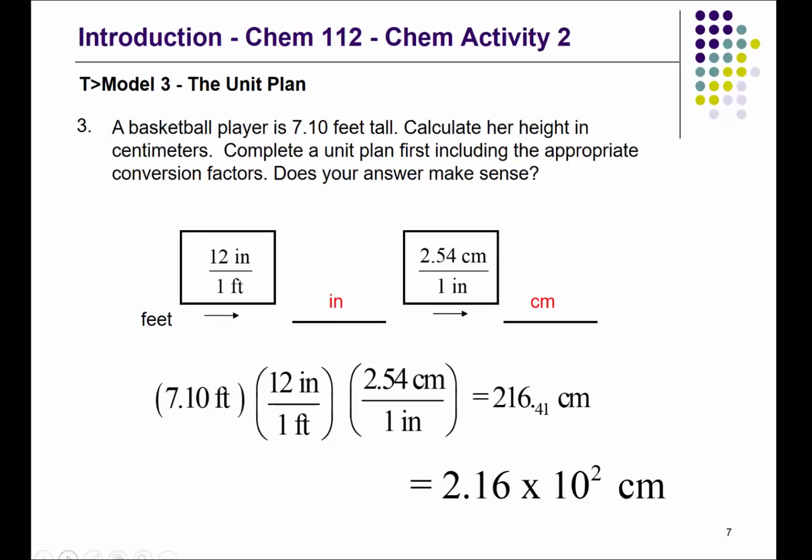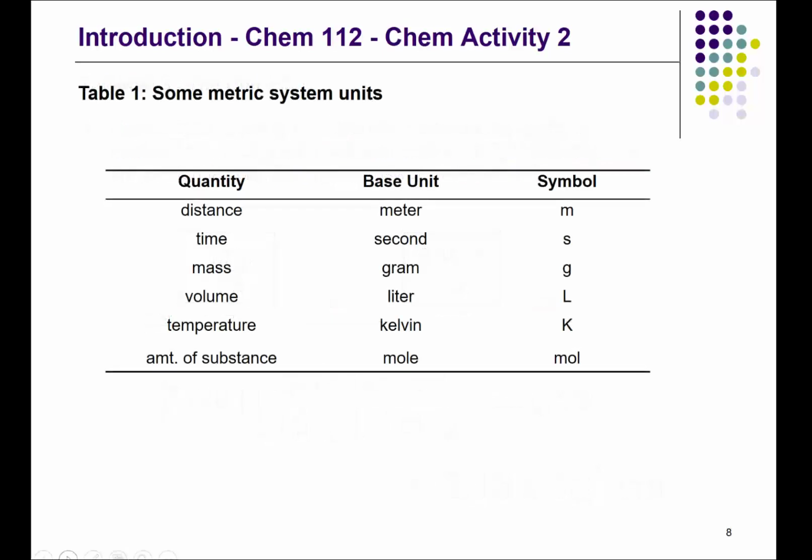Let us move on to the information section where Table 1 and 2 are presented. Table 1 provides us with some of the more common metric base units, including distance, time, mass, volume, temperature, and the amount of substance. While I suspect that you have seen, if not all, most of the base units, please make sure you are familiar with all of them.